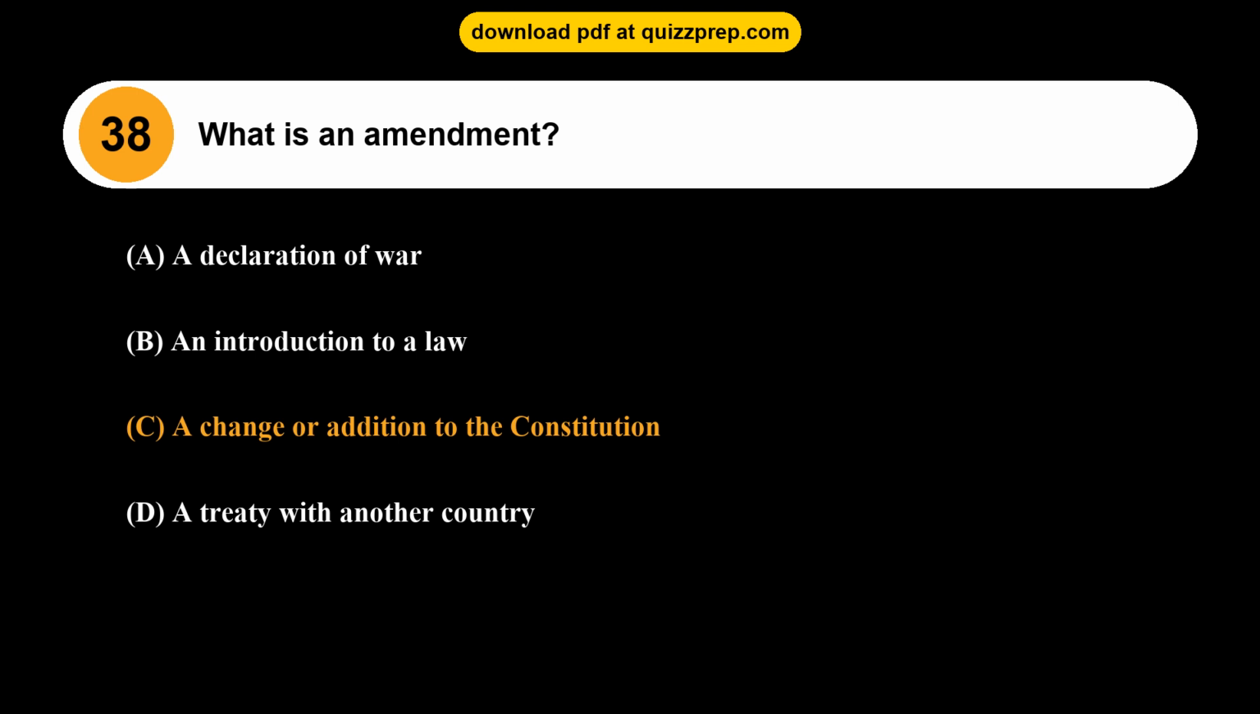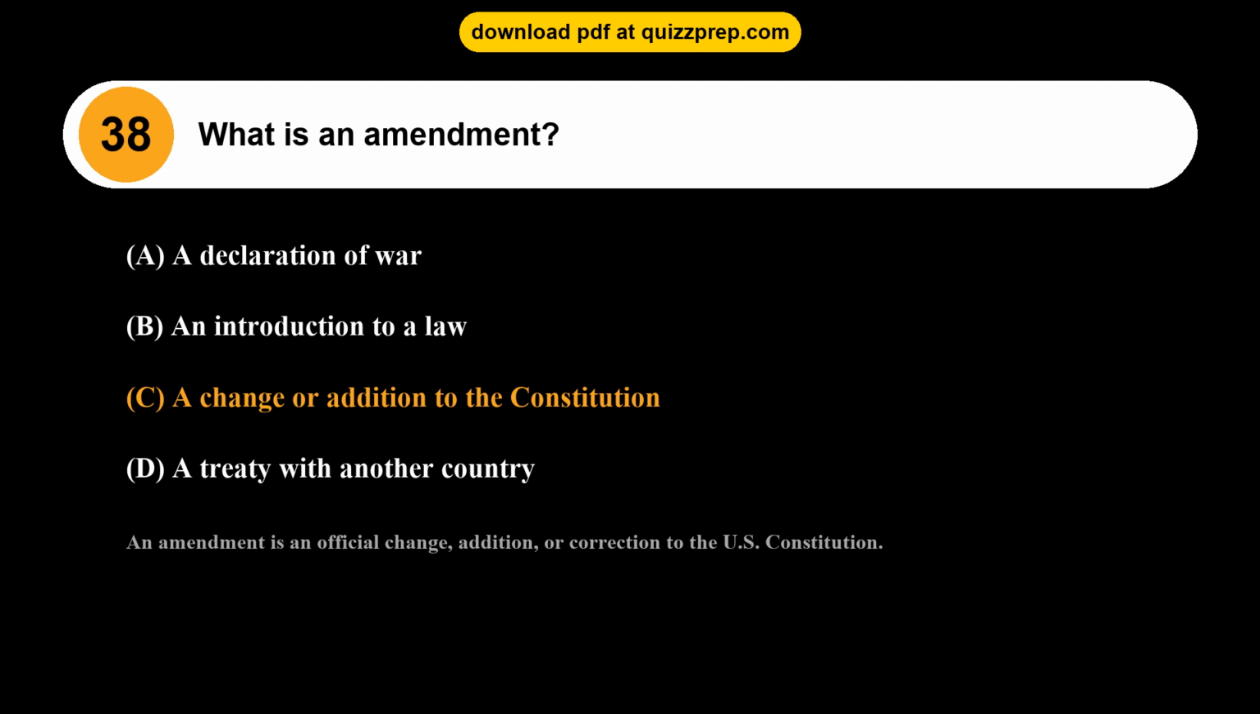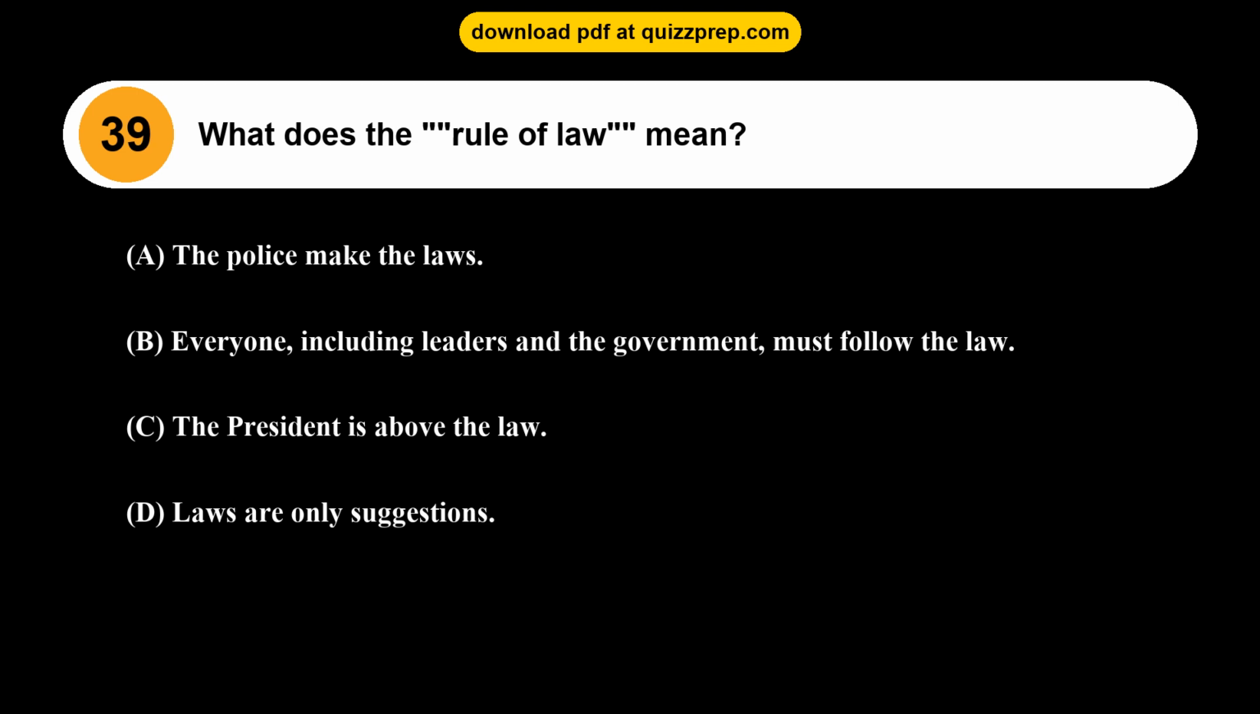The correct answer is option C. A change or addition to the Constitution. An amendment is an official change, addition, or correction to the U.S. Constitution. Question 39. What does the rule of law mean?